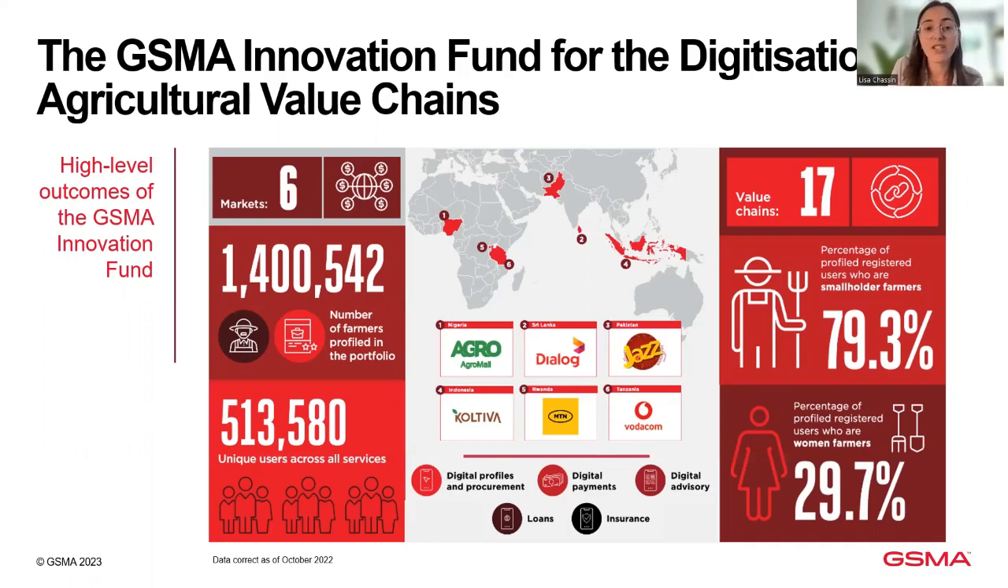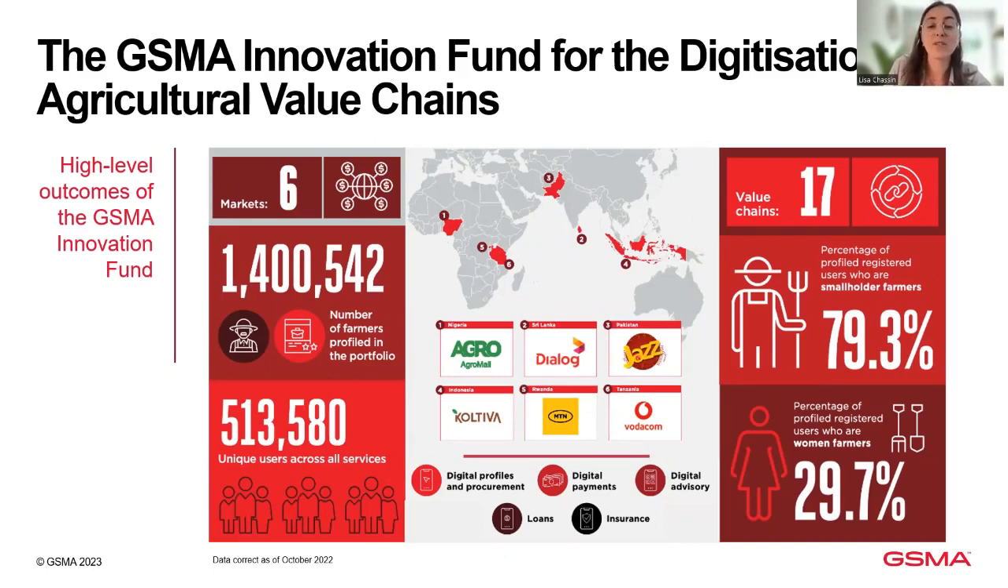Together, these organizations profiled more than 1.4 million farmers across 17 value chains, and the services they developed were used by more than 500,000 of these farmers. Although the video quickly introduced the services supported during the Innovation Fund, I wanted to explain better what they are. The first use case was digital profiling and procurement, which refers to the digitization of farmer information and of transactions between farmers and agribusinesses.